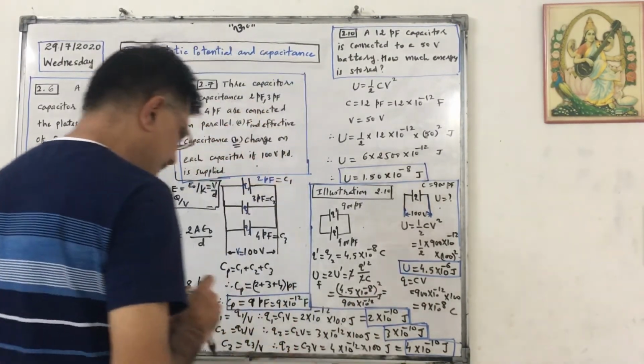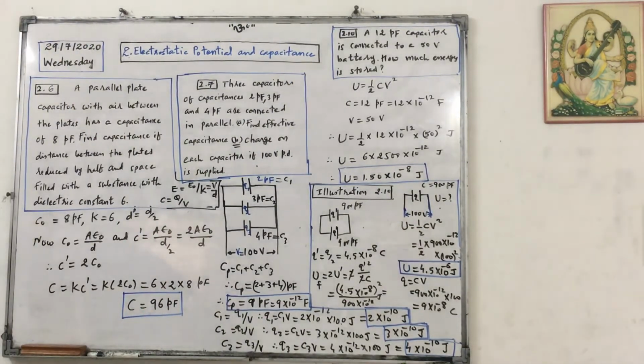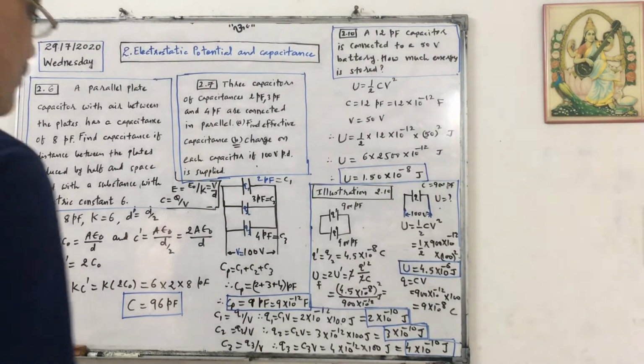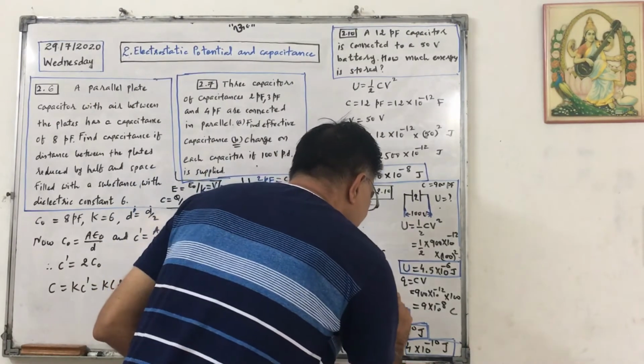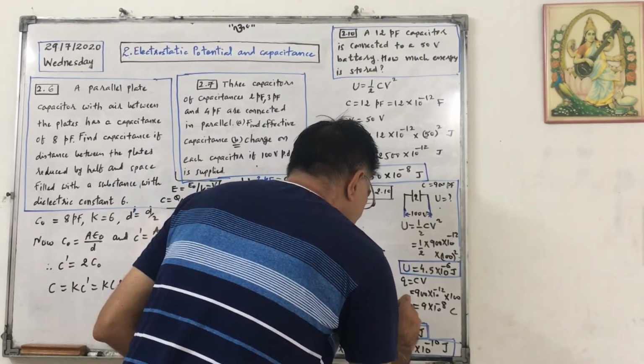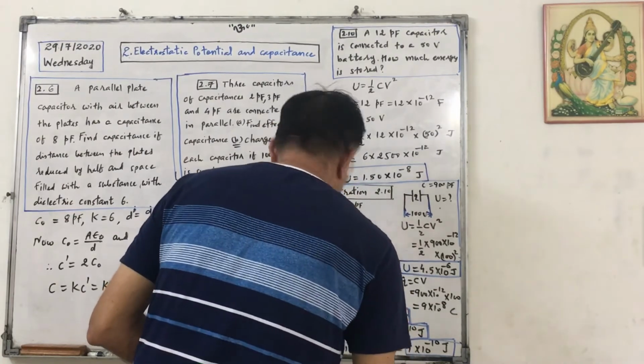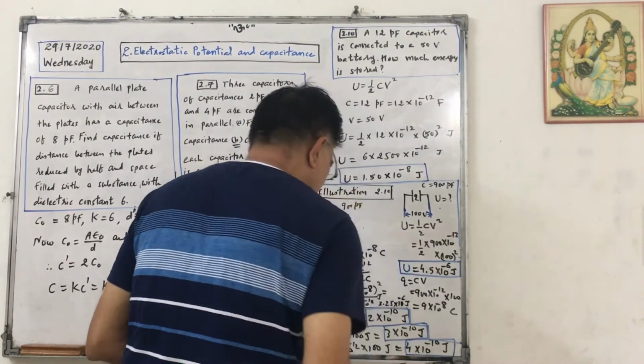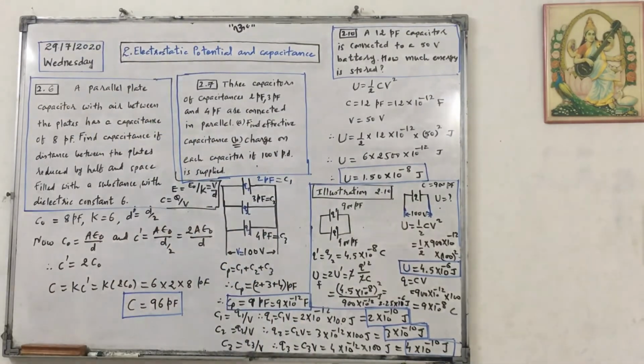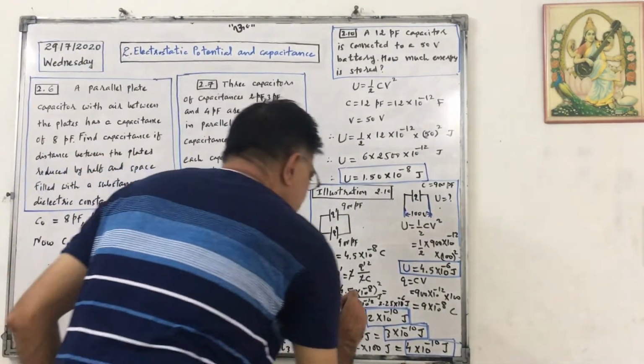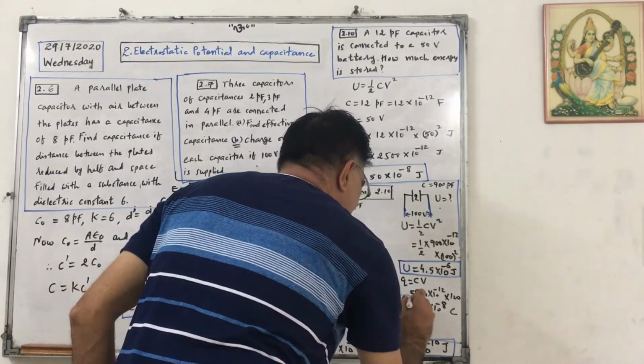So the answer will be 4.5 square divided by 9. So the answer is 2.25 into 10 raised to minus 6 joule. Okay. This is the final answer.